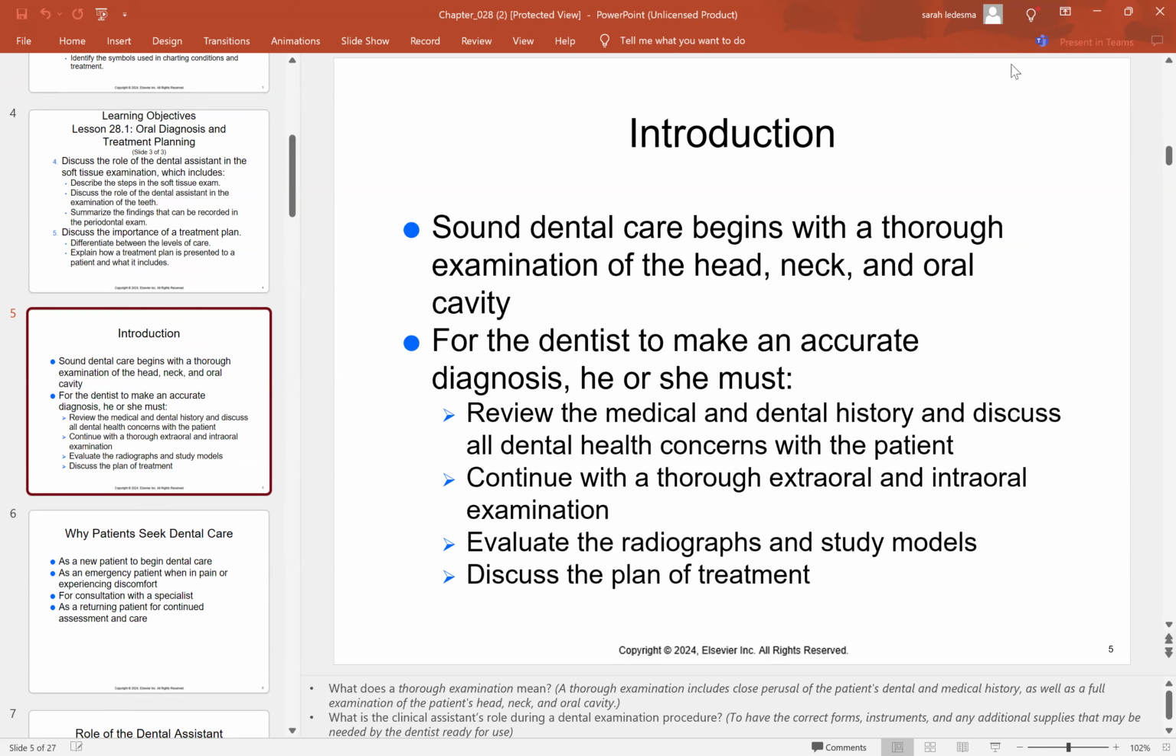Sound dental care begins with a thorough examination of the head, neck, and oral cavity. For the dentist to make an accurate diagnosis, he or she must review the medical and dental history and discuss all dental health concerns with the patient. Continue with a thorough extraoral and intraoral examination. Evaluate the radiographs and study models, and discuss the plan of treatment.